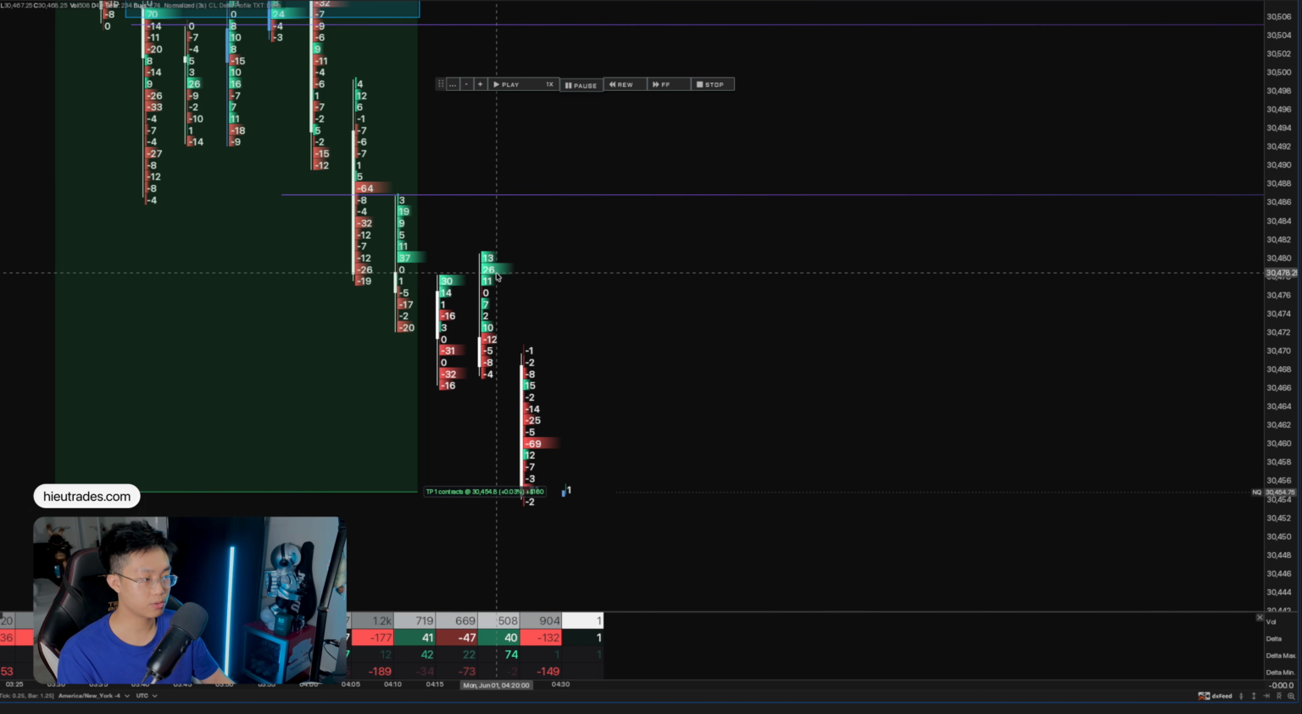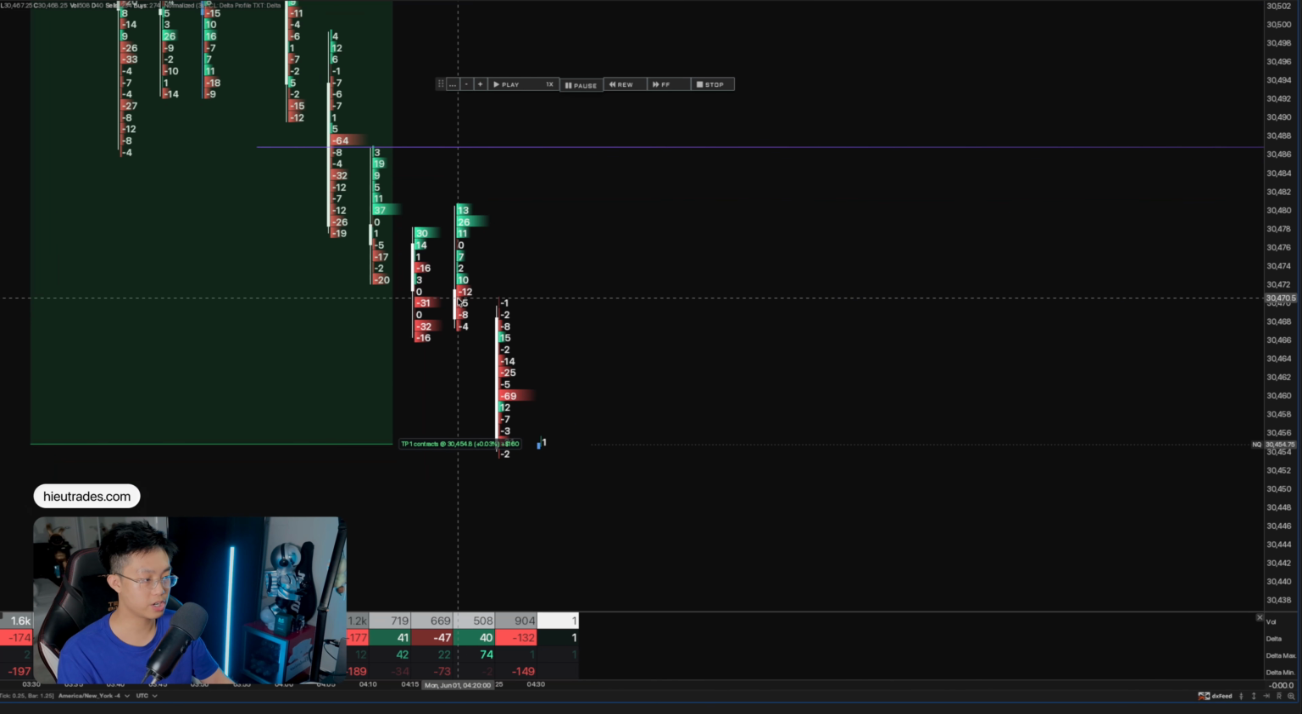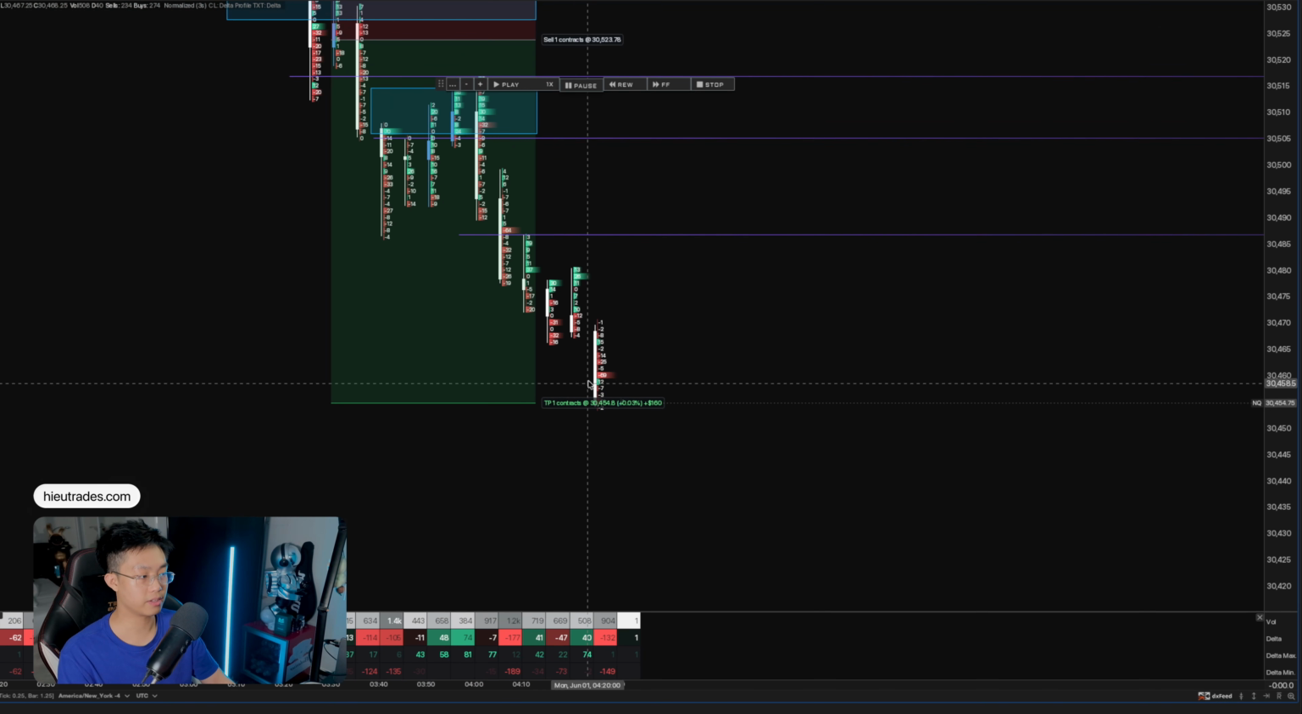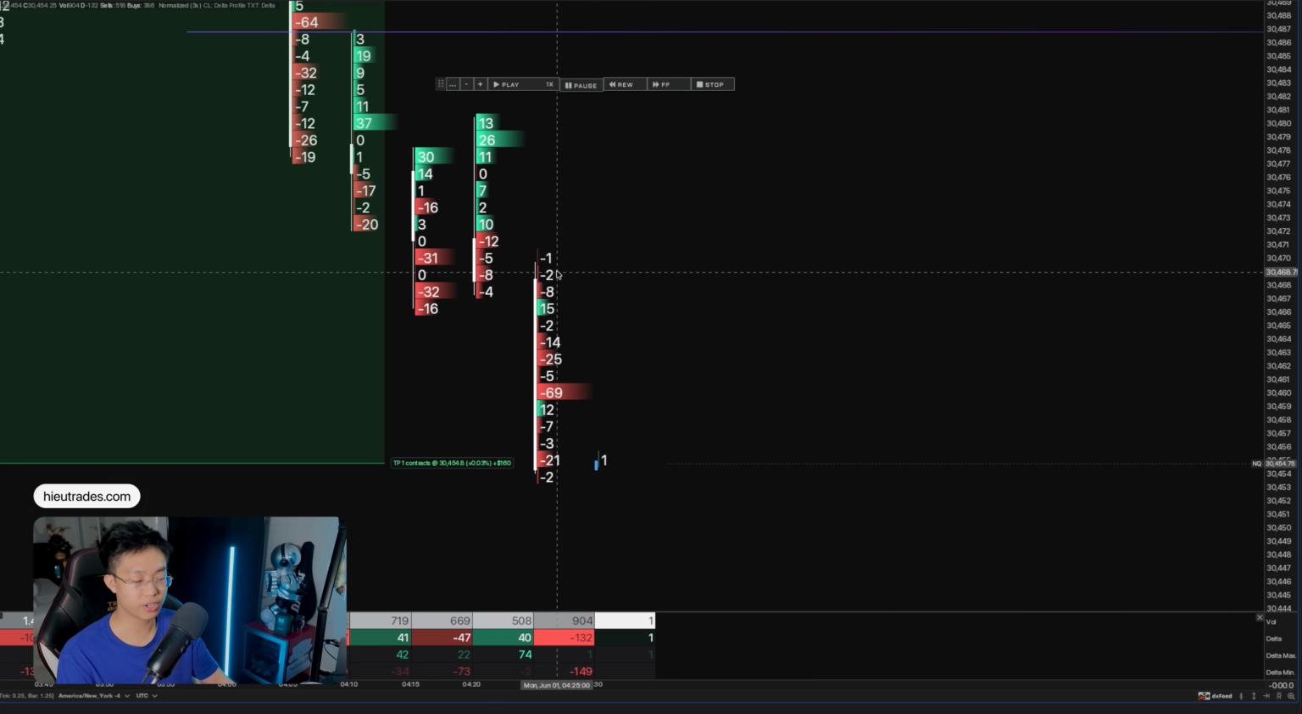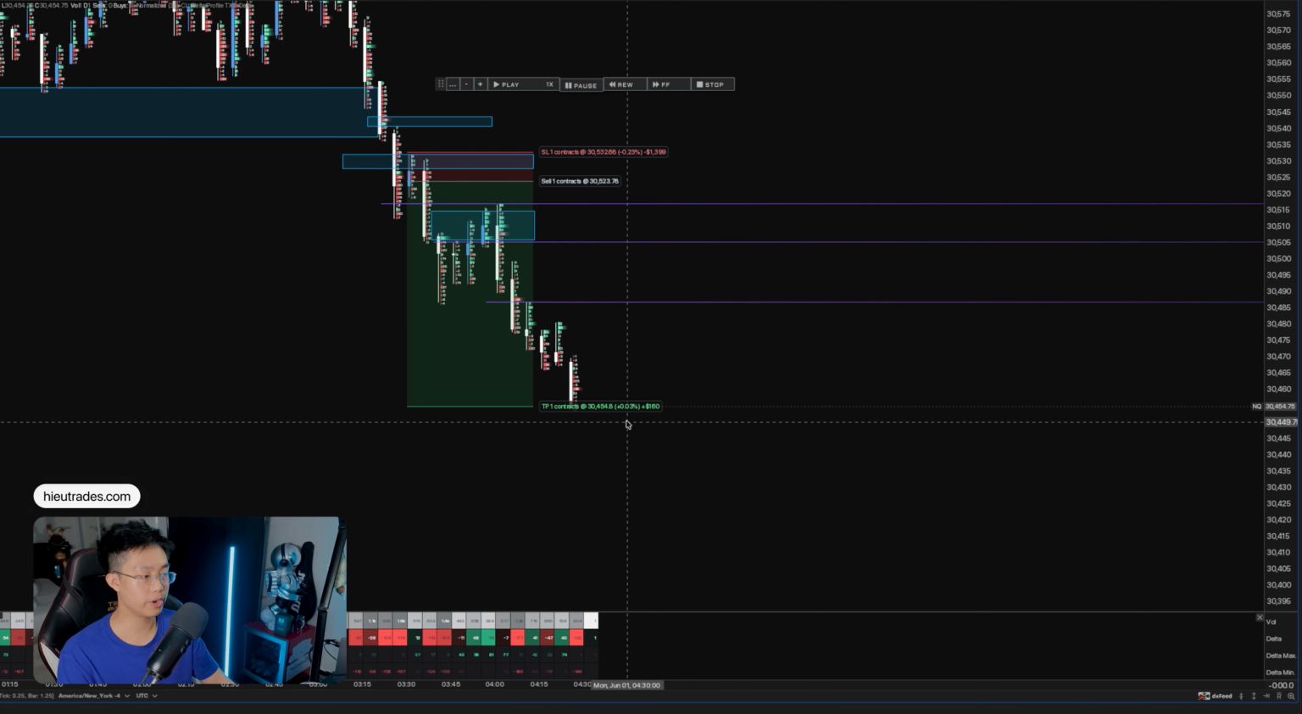Next candle, strong aggressive buyers absorbed, initiation kicks lower. So now buyers are pretty exhausted here, and sellers were in control with this whole move.